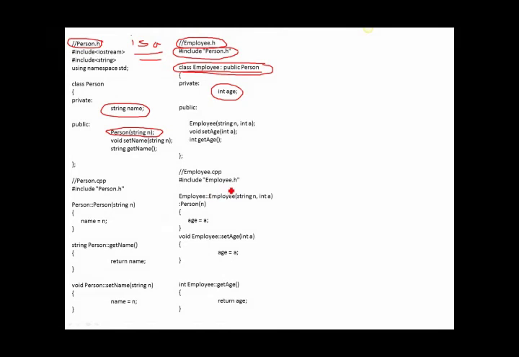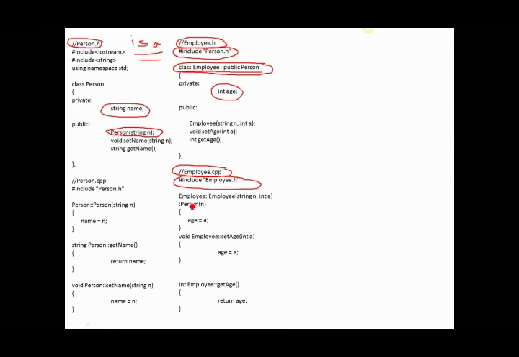So here's how the CPP file for employee.cpp would look. Of course, we're going to include employee.h. Here's our parameterized constructor. Notice now there's a little bit of a difference in definition, right? String in name is not in the employee class. It's in the person class. It's in the person class that we get to set a person's name.